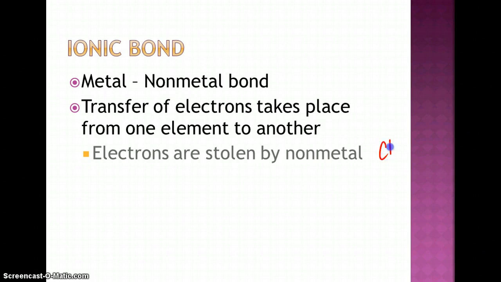So for example, something like chlorine, the one we just got done looking at. Chlorine is in group 7. It only needs 1 electron to fill its outer ring. It's going to steal that electron from any element that is able to donate 1 electron. So our nonmetals will always steal them.